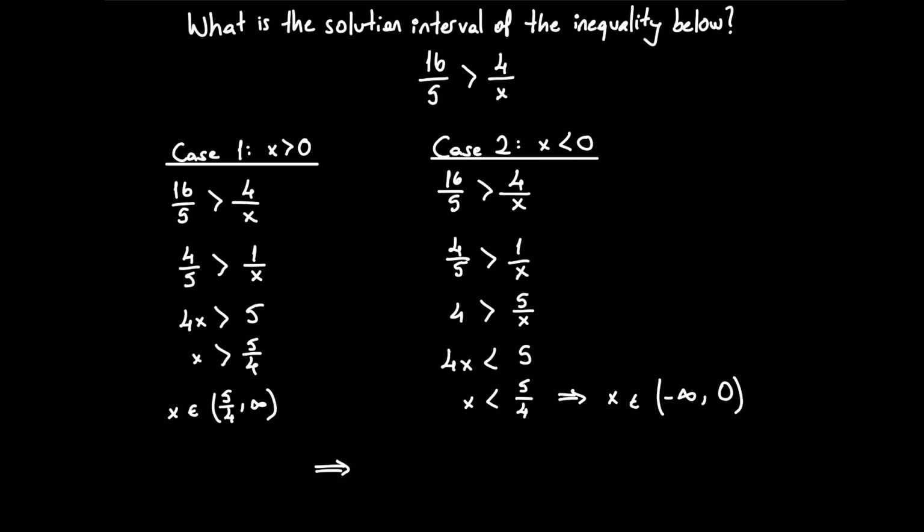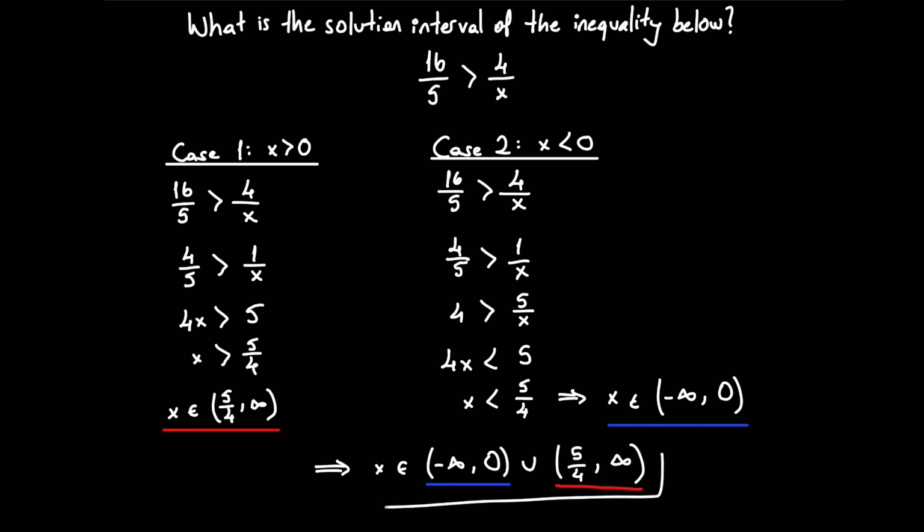Therefore, the final answer of our question is from minus infinity up to 0, unified with 5 over 4 up to infinity. This one comes from the first case, and this one comes from the second case. And this is our answer.